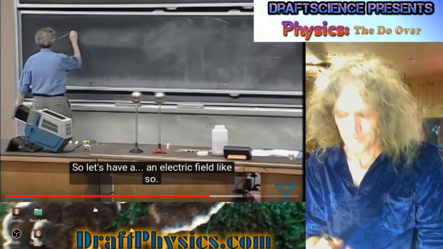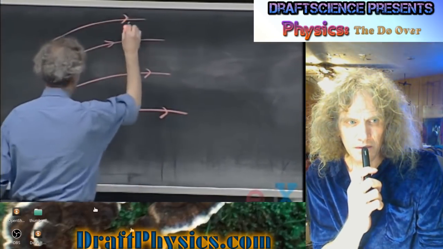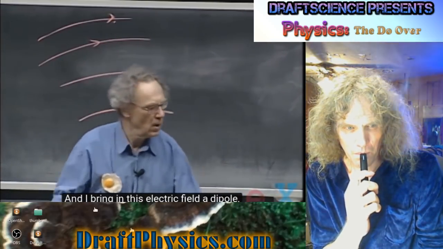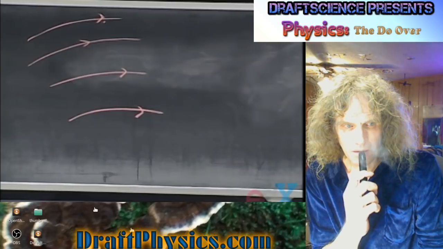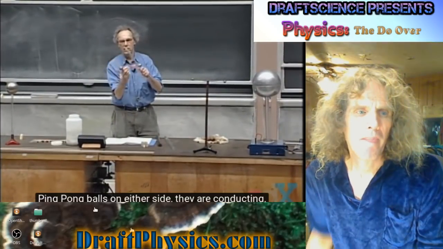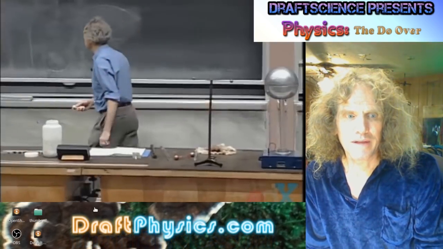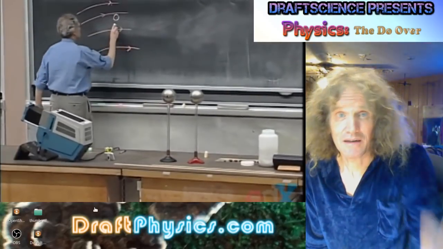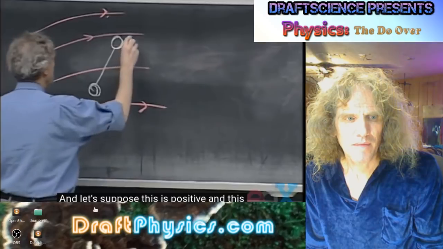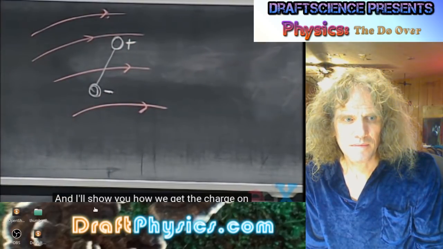An electric field, like so. And I bring in this electric field a dipole, a biggie. Here, this is the one I'm going to use for this demonstration. Ping pong balls on either side, they are conducting, and they are connected with a rod which is not conducting. So here is this dipole. Just two balloons on a stick. So this rod is not conducting, and this is a conductor. And let's suppose this is positive, and this is negative for now. And I'll show you how we get a charge on it.